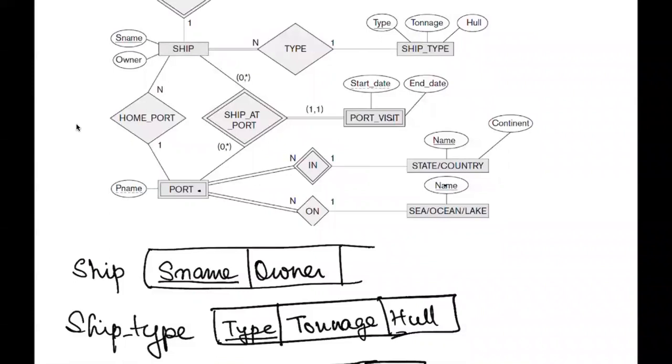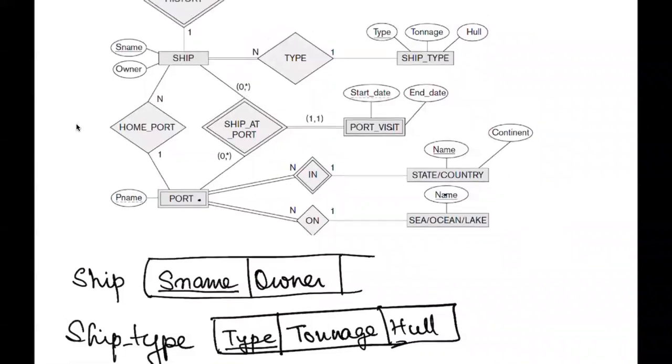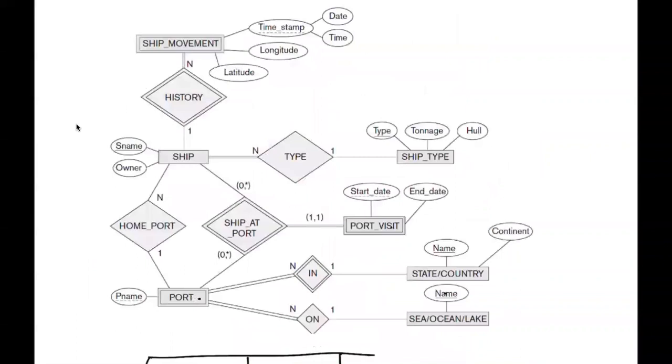Now, once these are done, let us look at the next, that is the weak entities. As you can see, the weak entities in the ER model are represented by the double bordered entities. So as you can see, ship movement, port, then port visit, each of these are the weak entities. And in the weak entities, as you know from the ER model, it is always related with some strong entity.